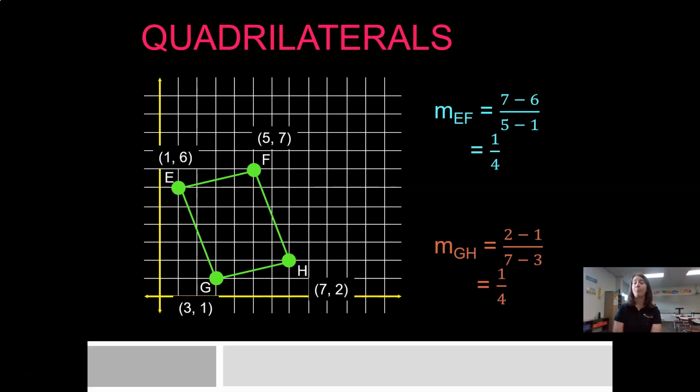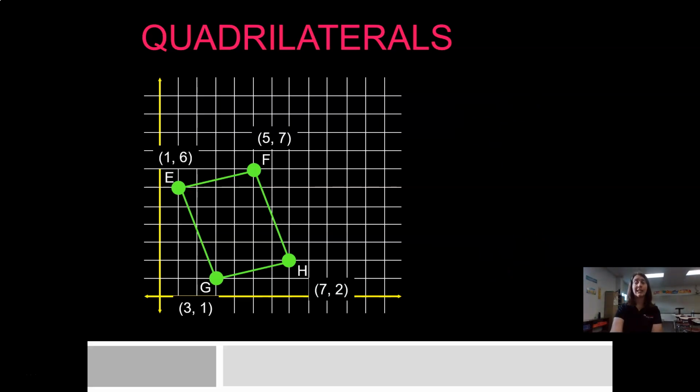It looks like I have a parallelogram. Now, just to mention, if you would have checked these first two sides and they're not parallel to each other, then I don't need to check the other two sides. On our question, however, these first two sides are parallel because they have the same slope. Therefore, I do need to check the other two sides as well.